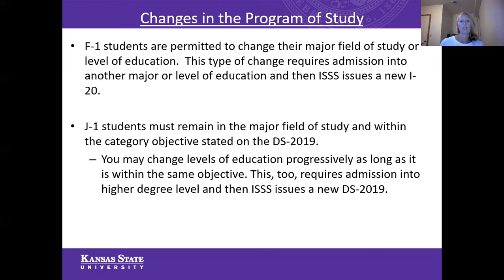For J1s, it is not permitted that you change your program of study once you're here. That could be seen as a change of objective within that category, and that has to be reassessed by the Department of State. So it would require you to depart the US, get a new DS 2019, get a new visa, and then return for that new program. You could change education levels as long as it's in the same area.